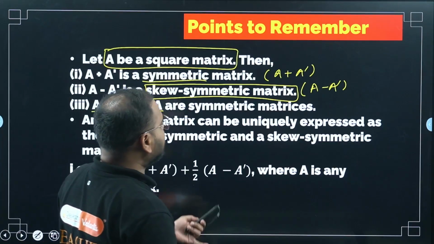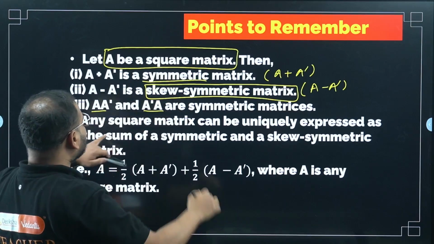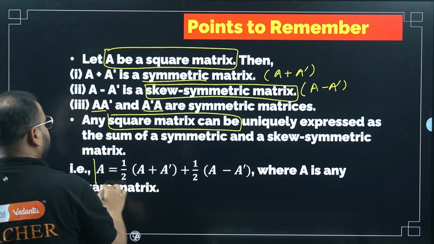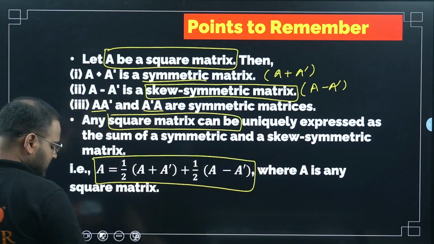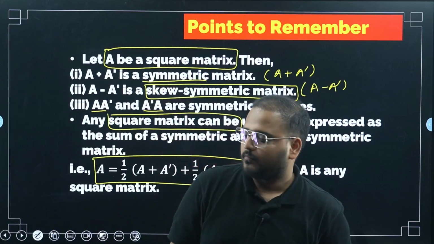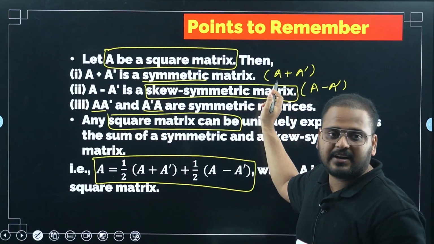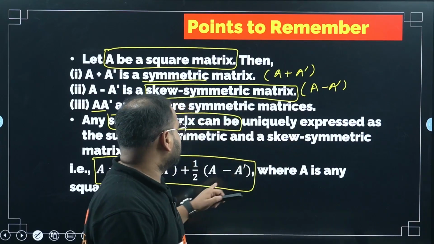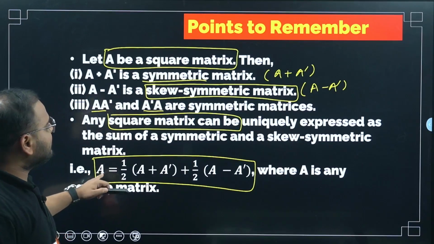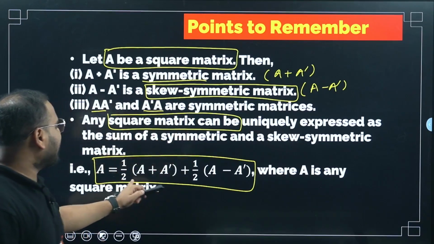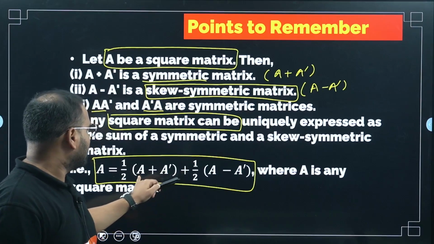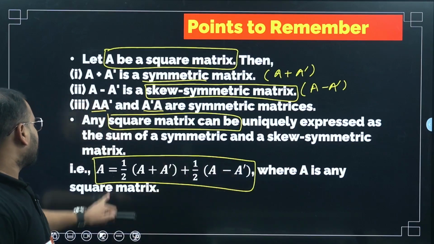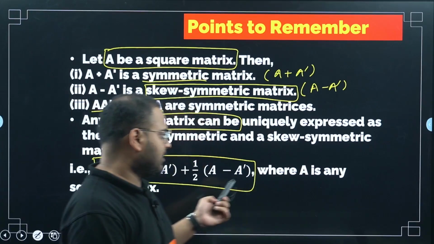Any square matrix can be uniquely written in this form. I want you to remember these two properties. First, A plus A dash will be a symmetric matrix, and A minus A dash will be a skew symmetric matrix. Apart from this, any square matrix can be written as the sum of half of A plus A dash and half of A minus A dash.